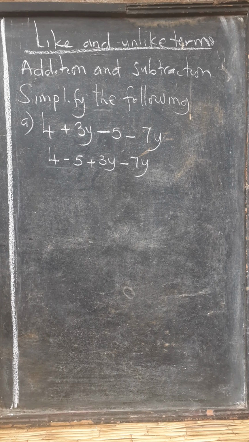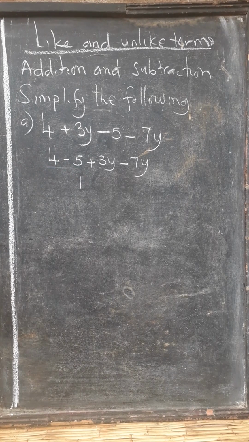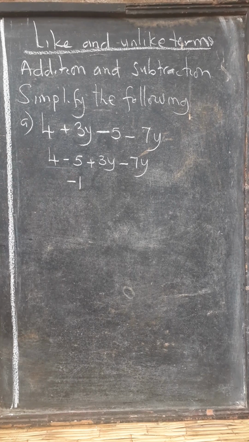So what did we say? We have always been saying, in this case, what we're supposed to do is subtract the numerically smaller number from the bigger number. When we do that, we are going to get 1. And what sign is this 1 going to have? The sign of the numerically larger number, which is a negative in this case.